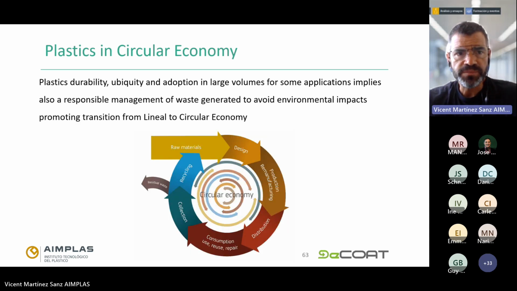Plastics' durability, ubiquity, and adoption in large volumes for some applications also imply a responsible management of the waste generated in order to avoid environmental impacts, promoting a transition from a linear to a circular economy in which we keep resources in use for as long as possible with almost zero waste generation.